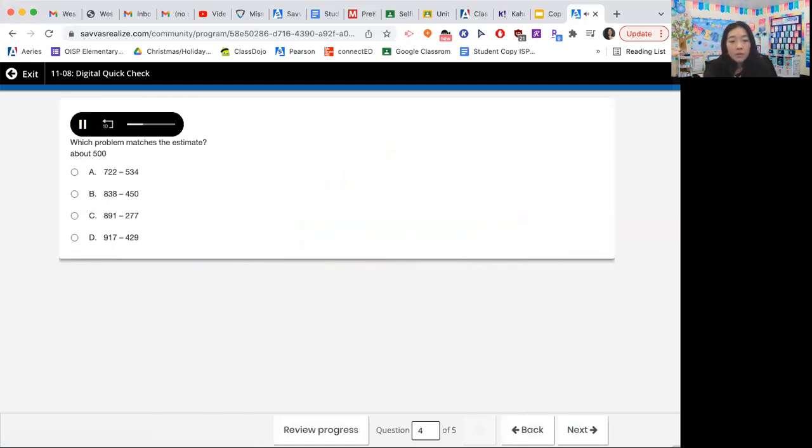Which problem matches the estimate? About 500. So 722 is closer to 700. 534 is closer to 500. What is 700 minus 500, boys and girls? 200. So it's 200, but we need to find 500.